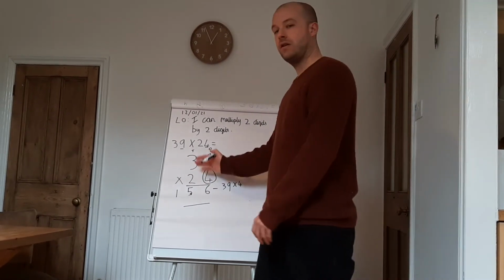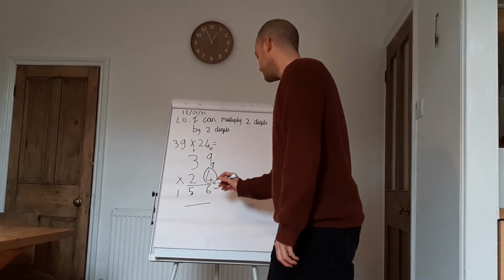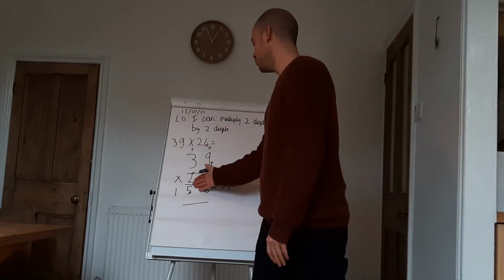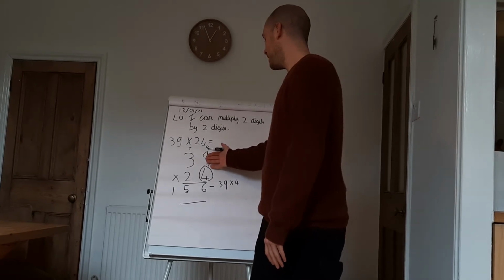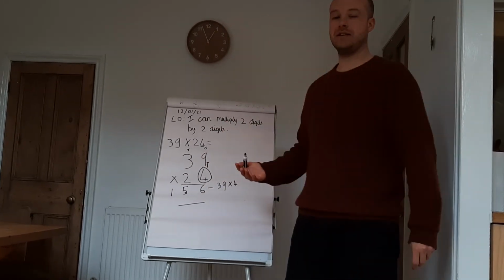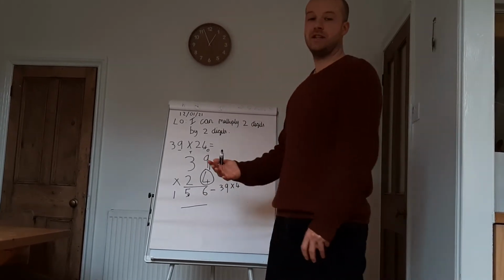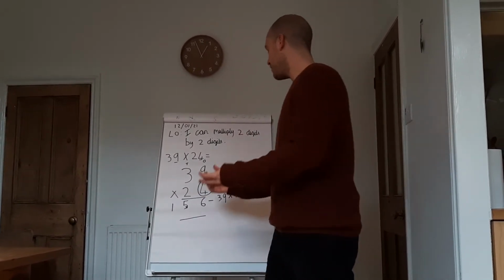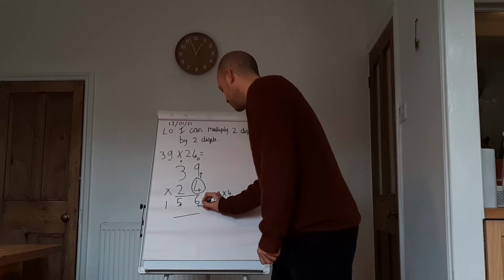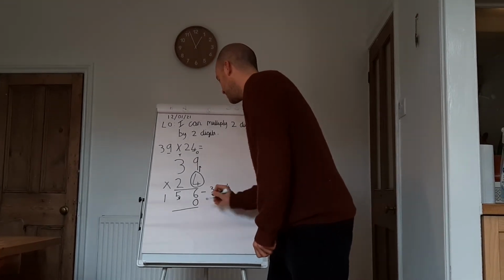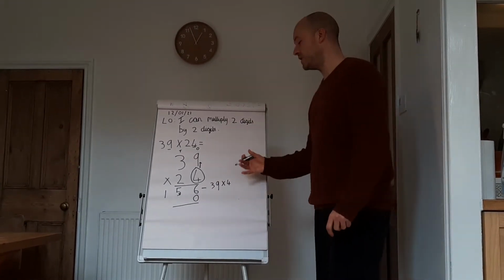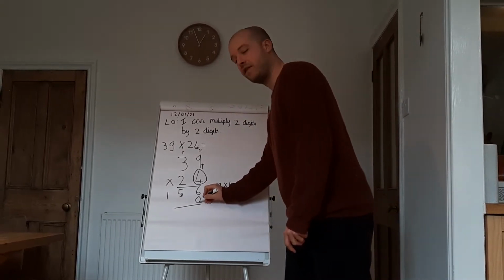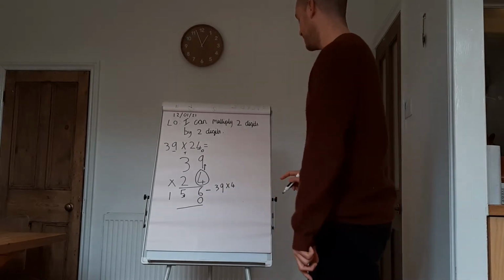So we move on to the next row, and we're now going to do 39 times 2, or 39 times 2 tens. So what we're actually doing is 39 times 20, or 39 times 2 tens. So the way we get around this in this method is we always use a placeholder here. So whenever you're multiplying 2 digits by 2 digits and you move on to the next row, you always use this placeholder here. Very, very important. If you don't do it, you won't get the right answer.